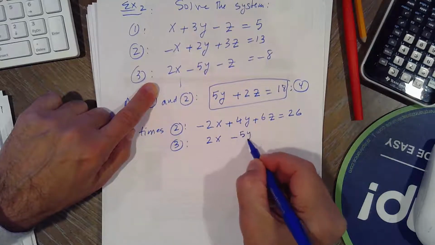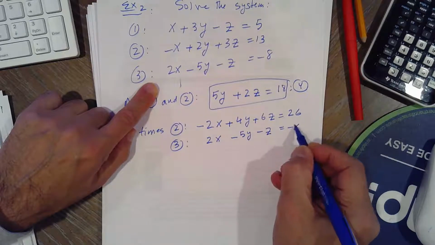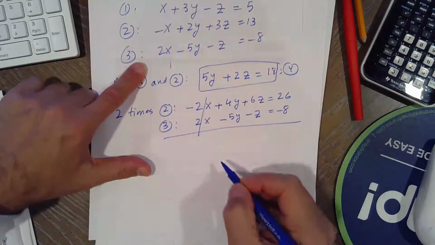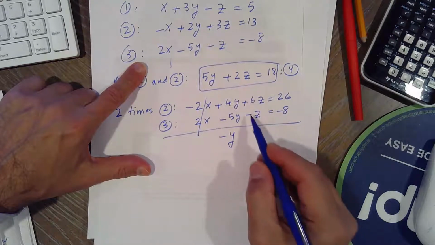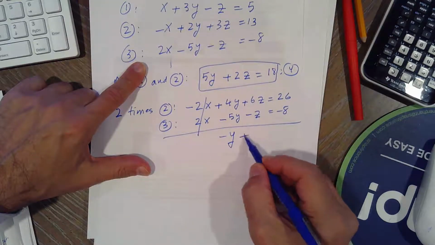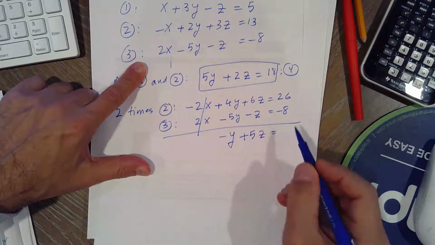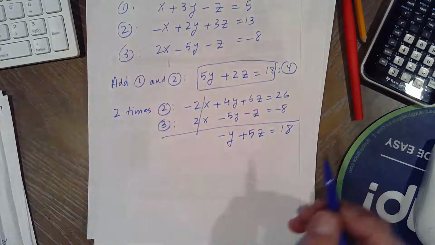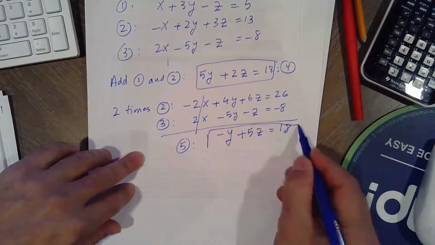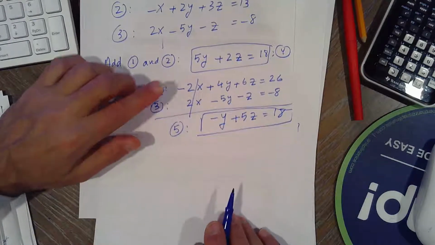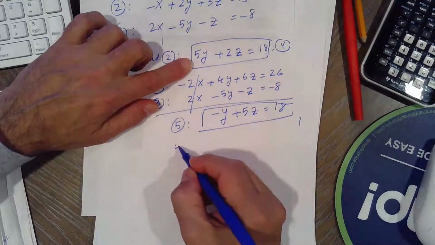x minus 5y minus z is negative 8. That cancels out. 4y plus negative 5y is negative y. 6z minus z is 5z. 26 minus 8 is 18. So we already used equation 4. This is equation 5.